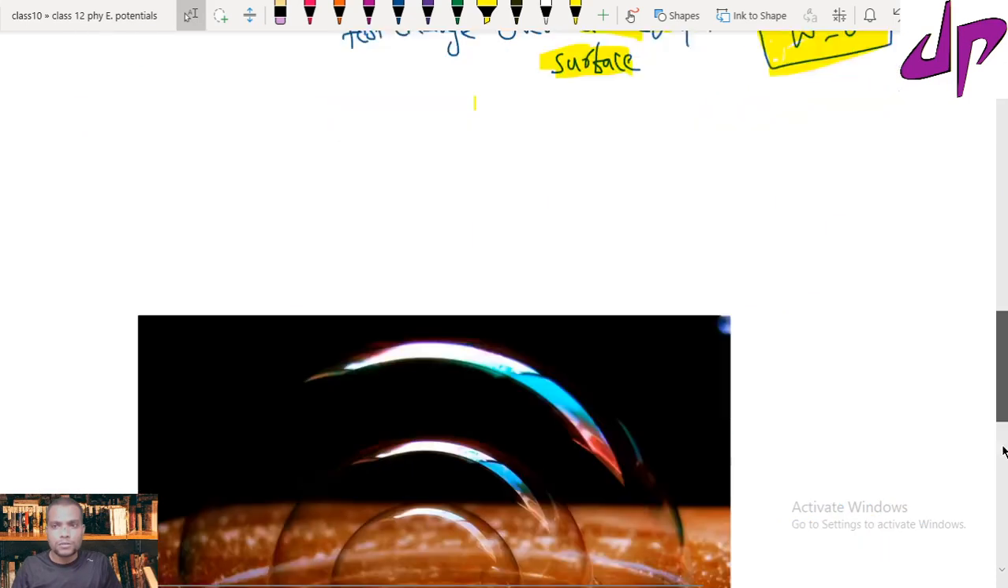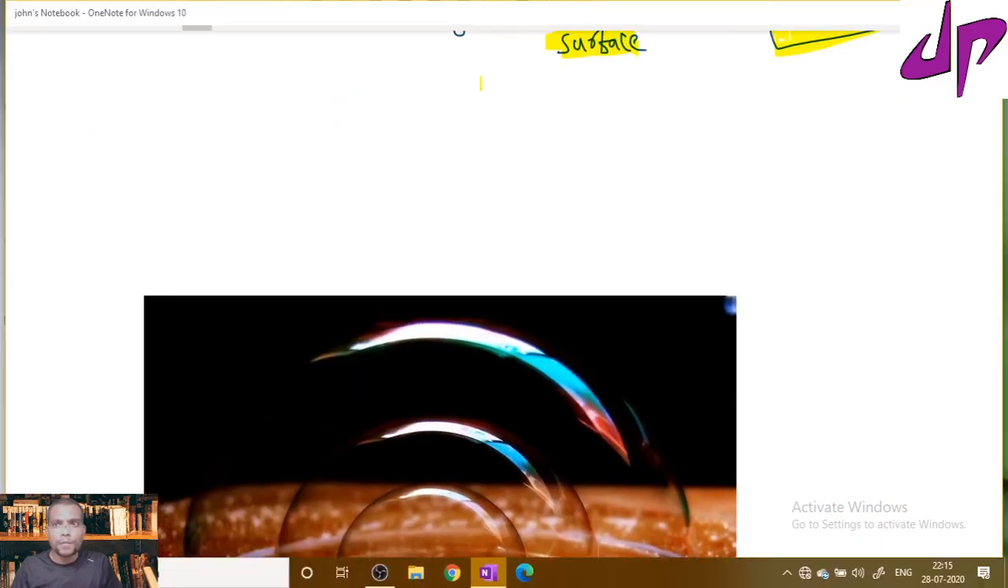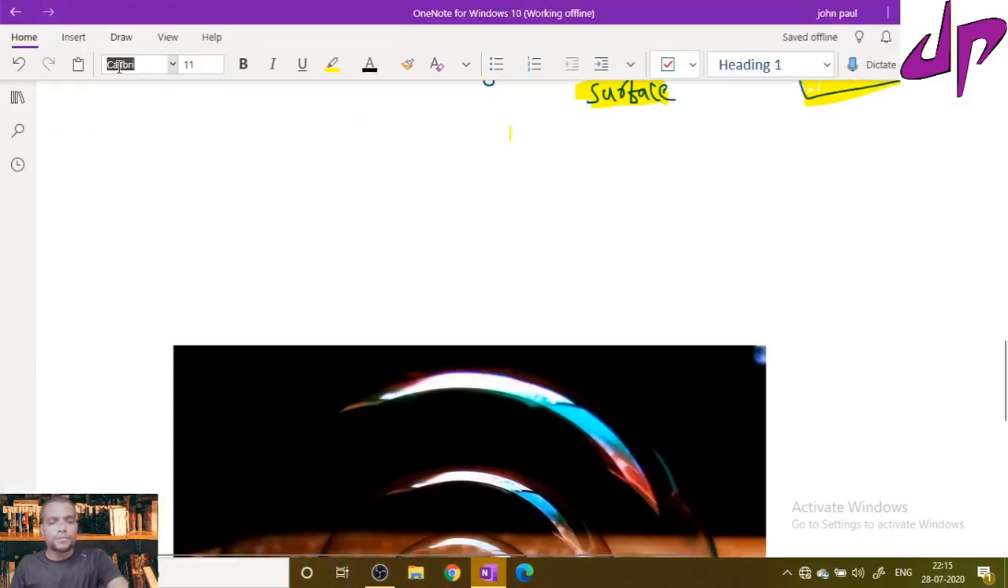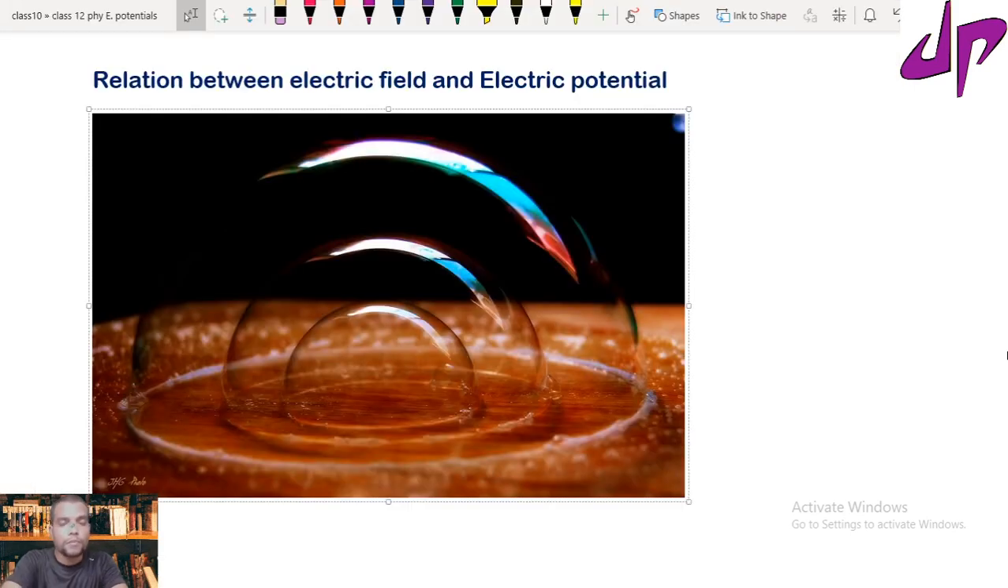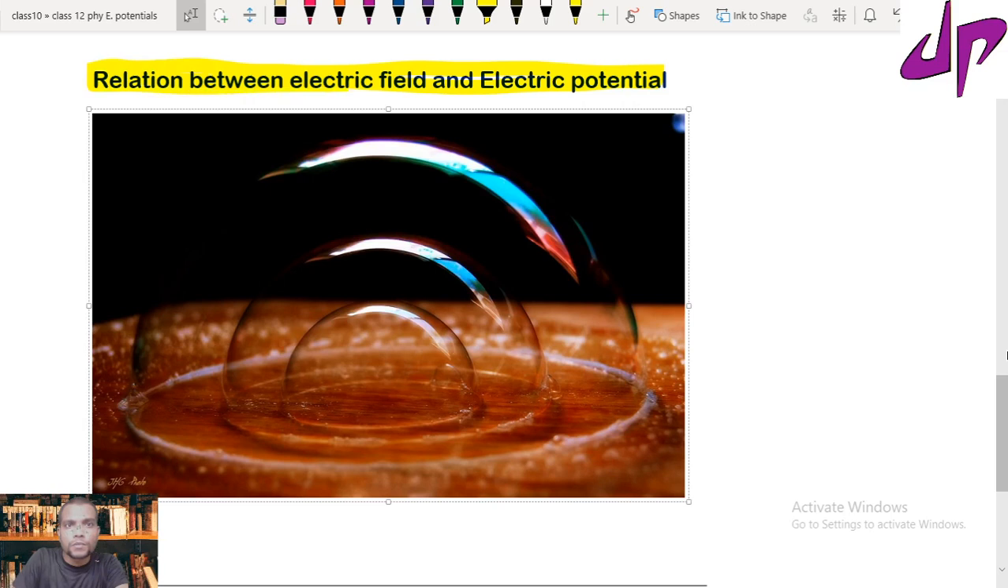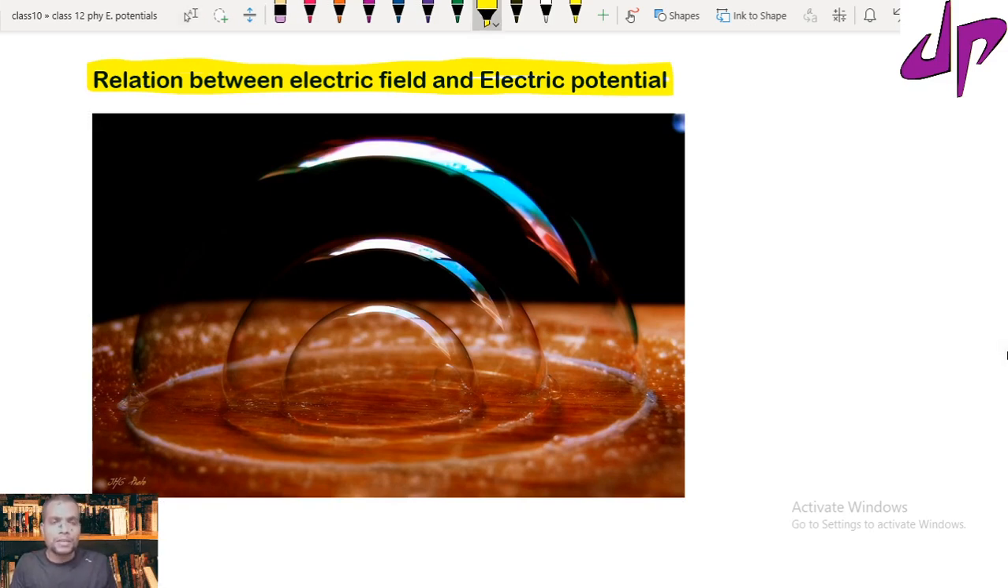So I would like to discuss the relation between electric field and equipotential surface. This is a very important relation between the electric field and electric potential. If we have a common formula between electric field and electric potential, it's very easy to understand mathematically, and it's very helpful to solve the problems.